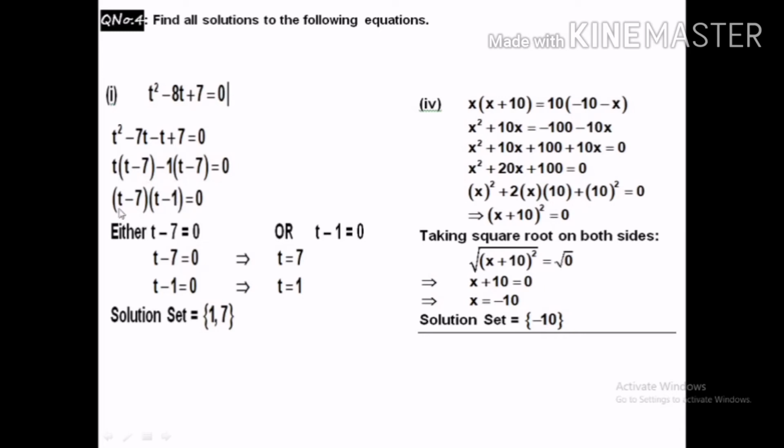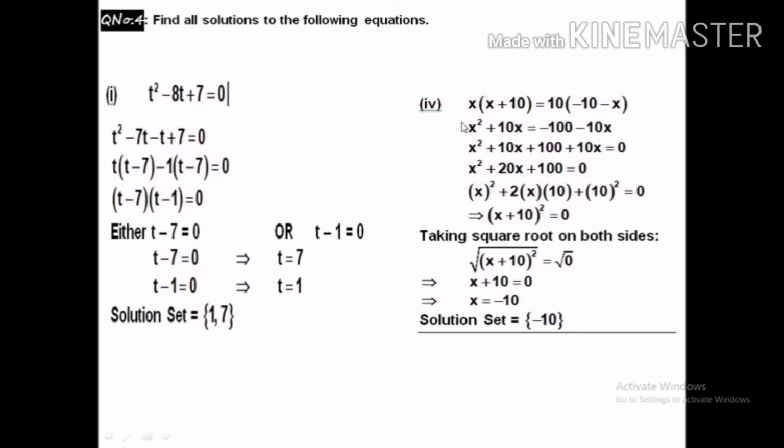So the product of two factors is equal to 0. This is the fact that each factor will be equal to 0. So t minus 7 is equal to 0 and t minus 1 is equal to 0. Solving these two, we get t is equal to 1 and t is equal to 7. So the solution set is 1 and 7.